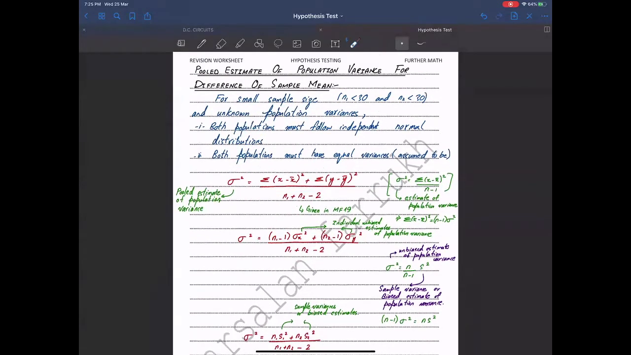Things to look out for. One is the sample sizes are small, that is less than 30, and we don't know the population variances. So if we don't know population variances, we estimate them, and in this particular situation, we have to make an assumption. There's no choice there. We have to make an assumption that the populations have equal variances. There's no way forward. So you can say, sir, what if the population variances are not equal?